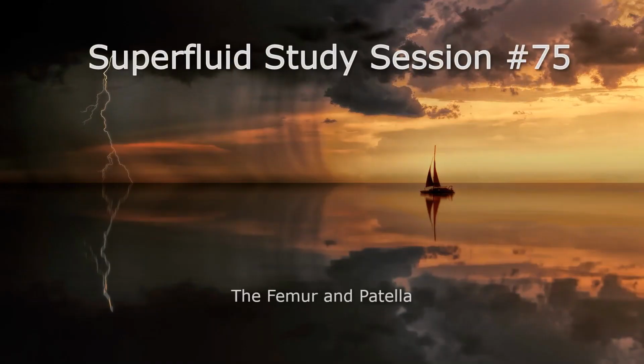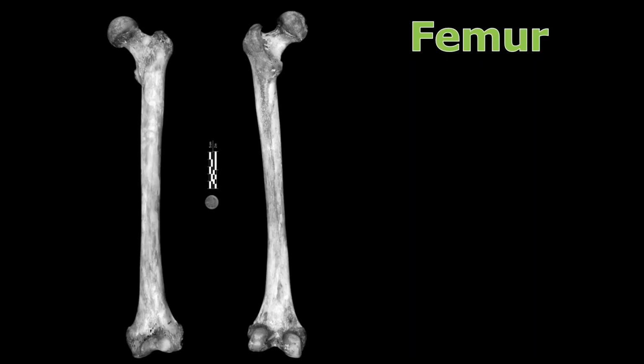Today we're going to do some more A&P. Specifically, we're going to look at the thigh bone called the femur and the kneecap called the patella. So let's check it out. Alright, here we've got two femurs. We're seeing the anterior aspect on this side, and we're seeing the posterior aspect on this side.